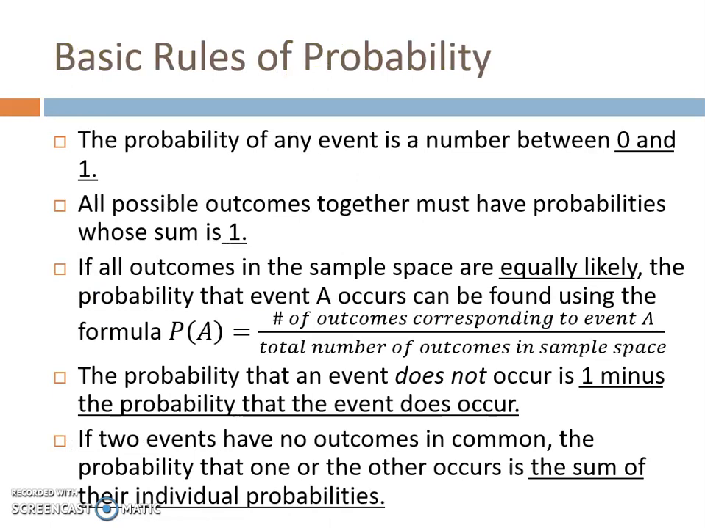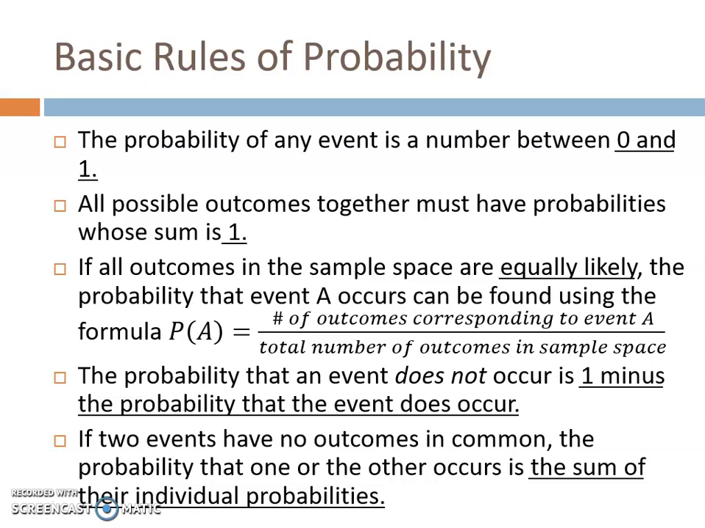Okay. Basic rules. You should know these at this point in your lives, but it's always good to review them. So, the probability of any event is a number between 0 and 1. Okay, we operate in fractions or decimals, not percentage. All possible outcomes together must have probabilities whose sum is 1. So think when you toss a coin, you have a 0.5 chance of heads, 0.5 chance of tails, 0.5 plus 0.5 is 1.